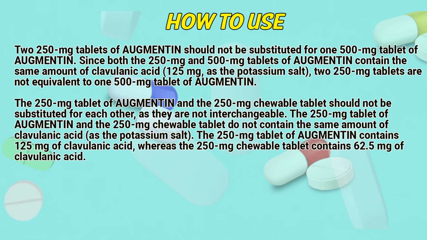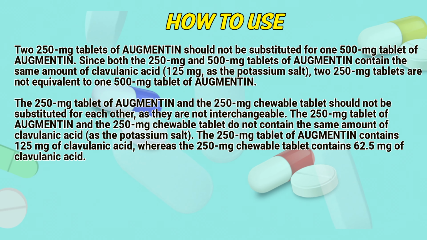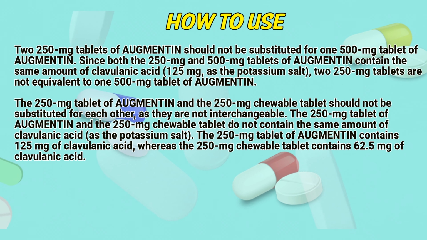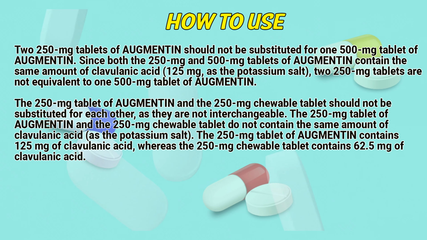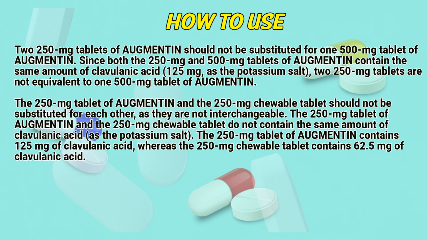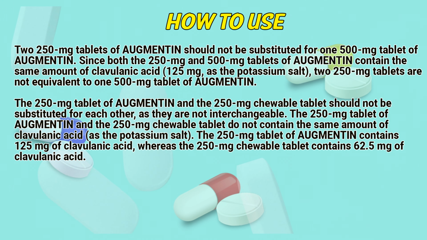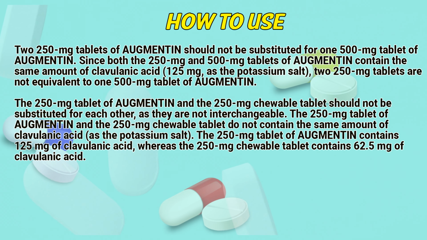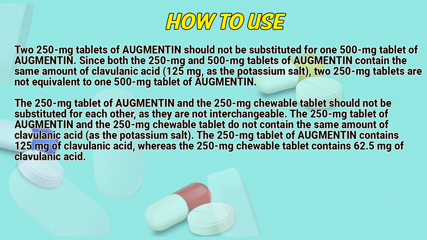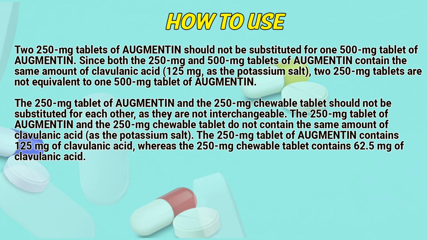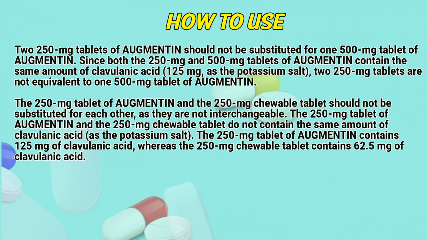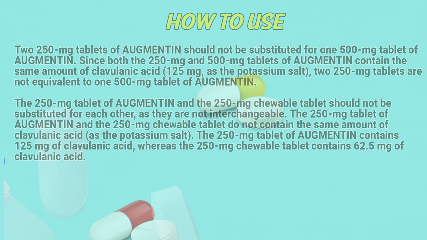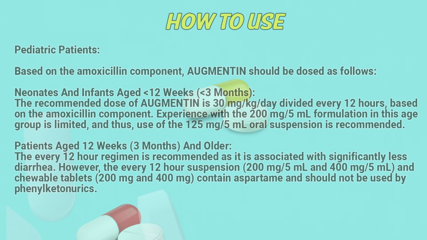The 250 mg tablet of Augmentin and the 250 mg chewable tablet should not be substituted for each other, as they are not interchangeable. They do not contain the same amount of clavulanic acid as the potassium salt. The 250 mg tablet of Augmentin contains 125 mg of clavulanic acid, whereas the 250 mg chewable tablet contains 62.5 mg of clavulanic acid. Pediatric patients.